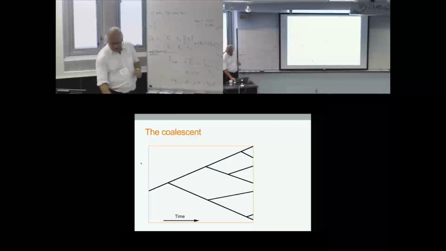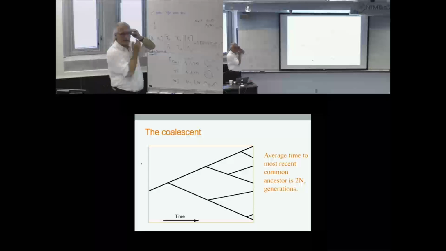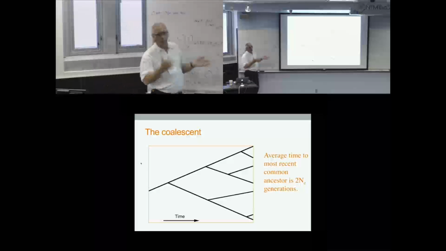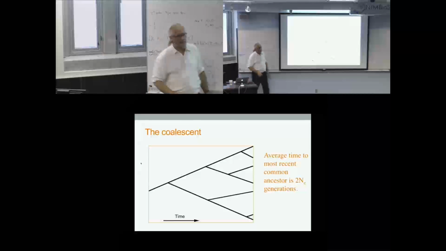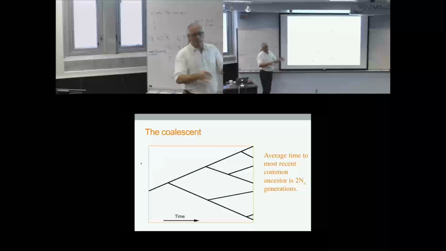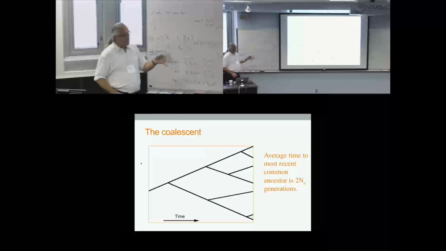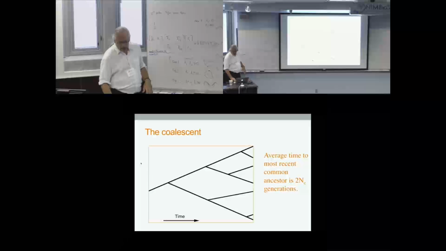On average, as I said a minute ago, the time to the most recent common ancestor of a pair of alleles in a diploid population with effective population size NE is 2NE generations. Now that's for a single locus.